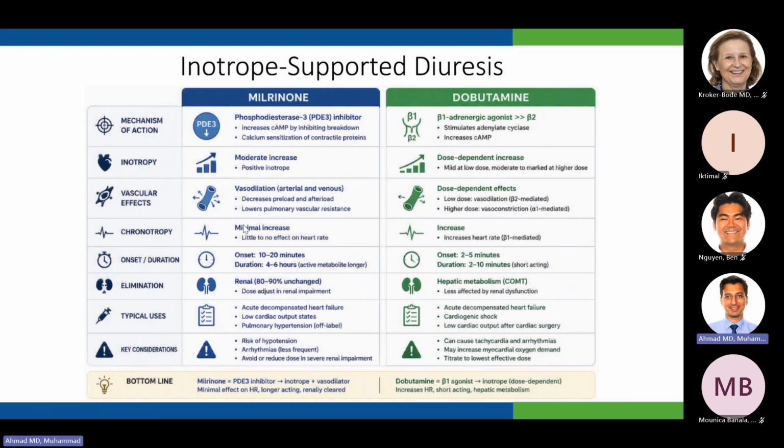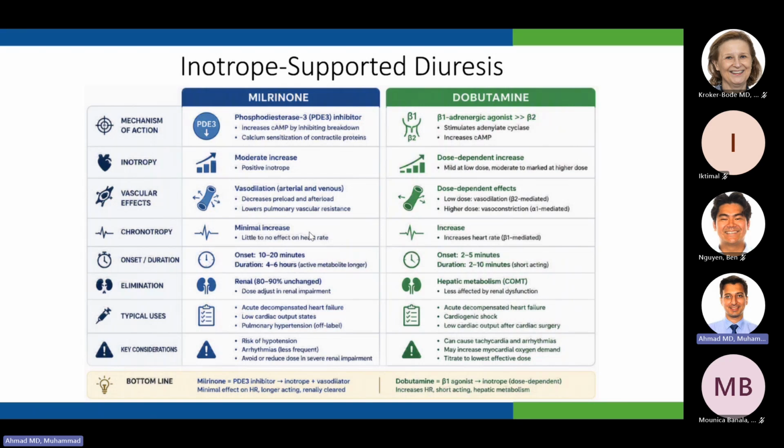At higher doses, as you increase the amount of milrinone, you increase the vasodilation. Dobutamine is the opposite. If you increase the dose of dobutamine, you reduce the vasodilation. So that's something to, again, think about as you're choosing which one you want to deploy.